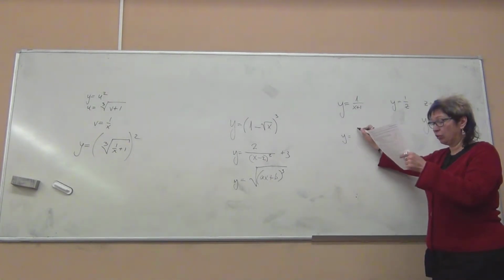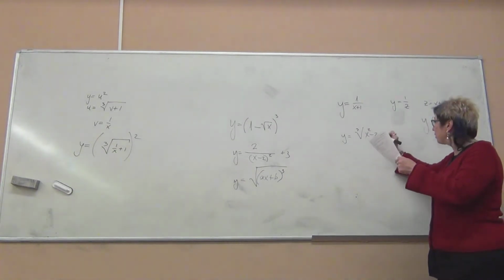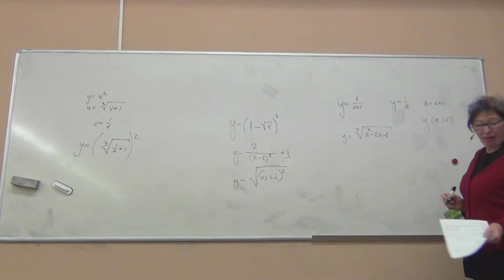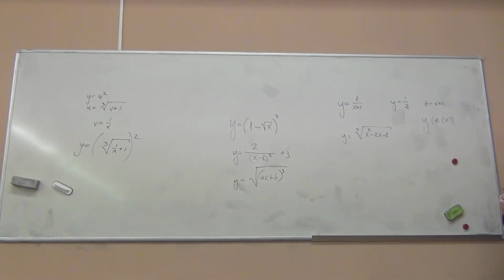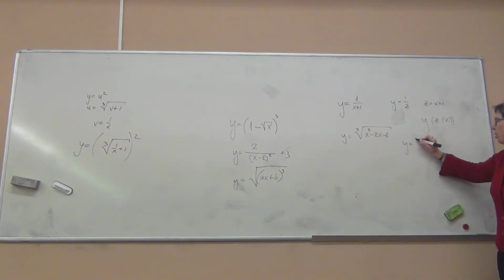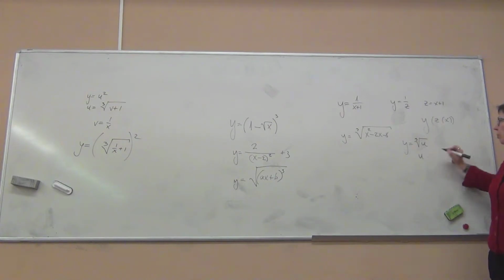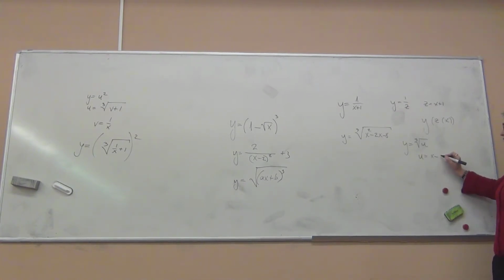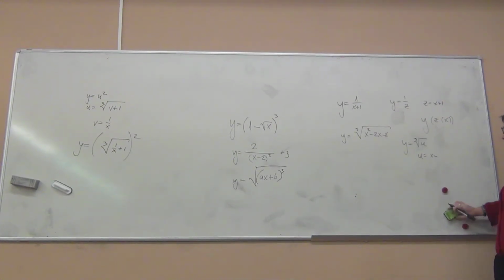B, all right, cube root of x squared minus 2x minus 8. There are possibilities. y could be cube root of u, for example, and u we can write as x squared minus 2x minus 8. That's one possibility. That's the simple one.